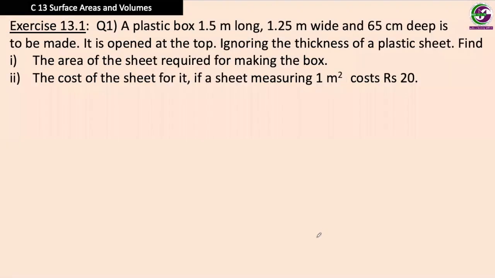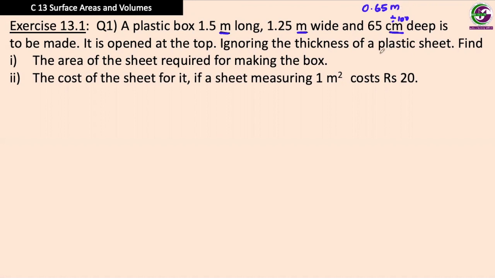Now let us see the first question. A plastic box 1.5 meter long, 1.25 meter wide, and 65 centimeter deep is to be made. So we need to make a box. Most important, from the beginning, have a look at the units, meter and centimeter. All of them should be the same unit. Since two of them are in meters, we will convert centimeter to meter by dividing by 100. So this will be 0.65 meters.